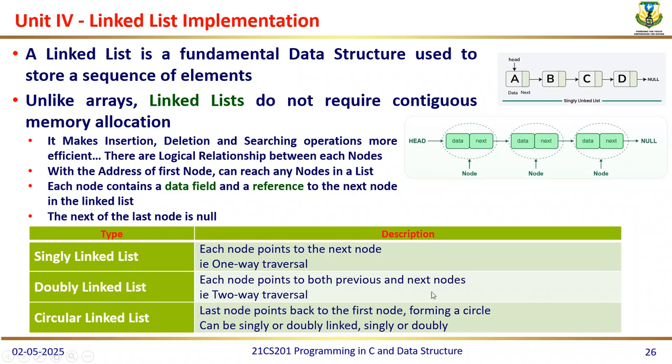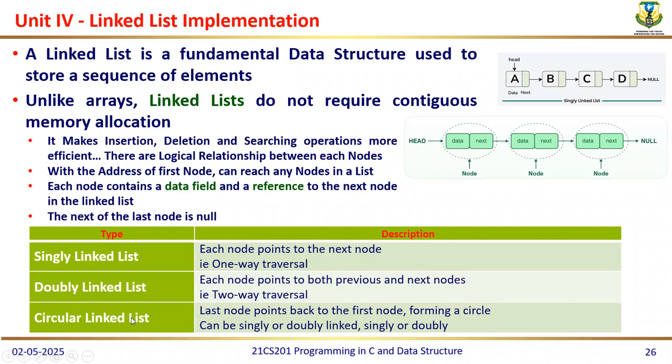As for the next model, the doubly linked list, each node points to both the previous as well as the next node. Here one more pointer is there. So forward walk is possible, and reverse is also possible. It goes from first to last, where the first node is the head, and in reverse from the last. Forward as well as reverse walk is possible. Two-way traversal is called a doubly linked list.